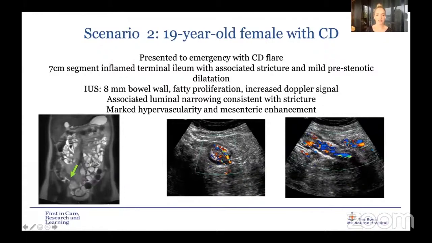So on ultrasound, she had 8 millimetre thick bowel wall. So that's significantly increased. She had fatty proliferation, you can see with that mesenteric fat hypoechogenicity, increased Doppler in the bowel wall, some associated luminal narrowing consistent with a stricture, marked hypervascularity and mesenteric enhancement.